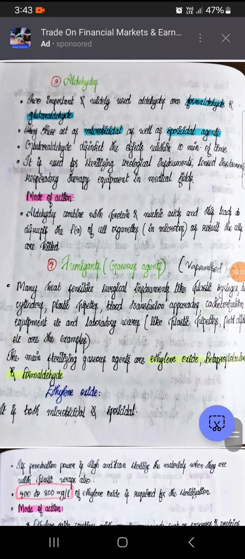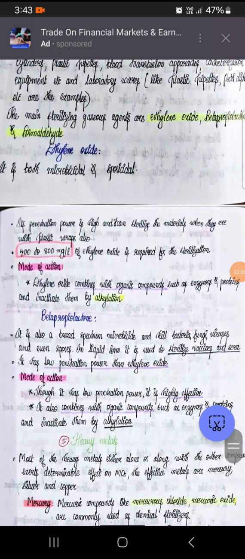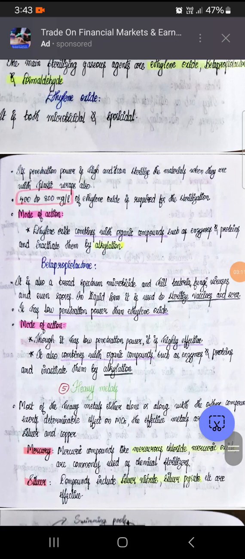Fumigants. These are mostly gaseous agents such as ethylene oxide, beta propiolactone, and formaldehyde. Ethylene oxide acts as both microbicidal and sporicidal. Its mode of action is that it combines with organic compounds such as enzymes and proteins and inactivates them by alkylation.